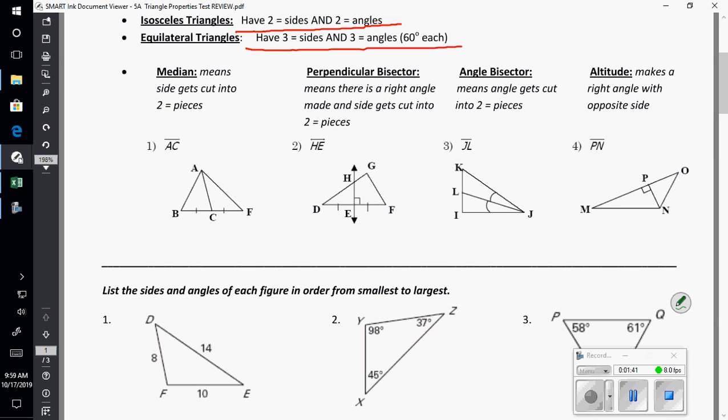Median. A median is always going to cut a side into two equal pieces. So here we have side BF. C is the midpoint. C is halfway in between.